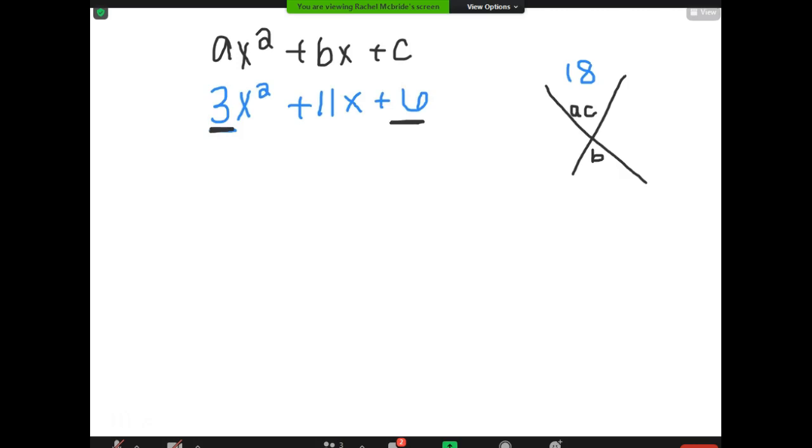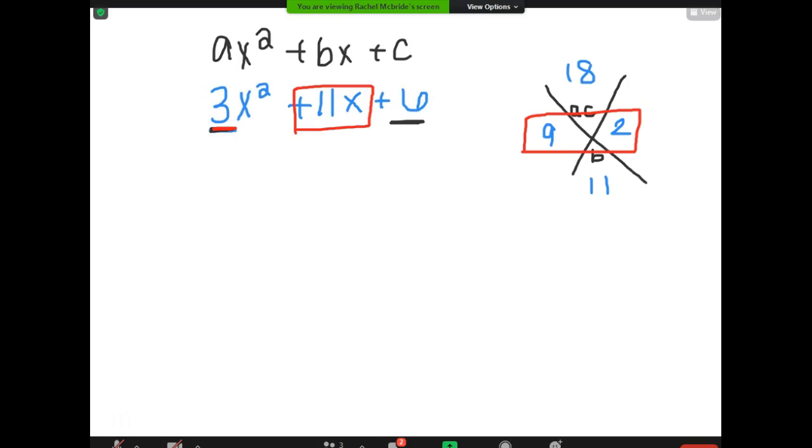So the middle term in this case is 11. So I need two numbers that multiply to 18 and add to 11. So in this case, 9 and 2. So positive 9 and a positive 2. And then what's new is since the a value isn't a 1, we have to use the 9 and 2 to replace the 11. And then we're going to do factor by grouping.